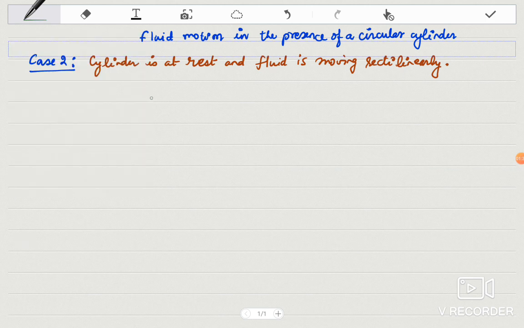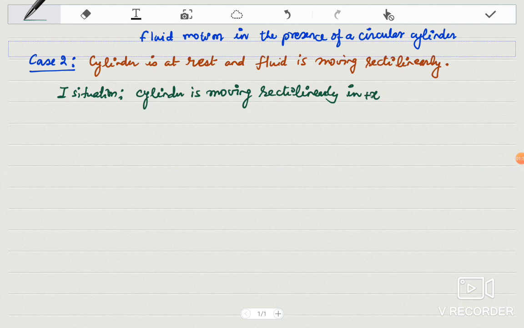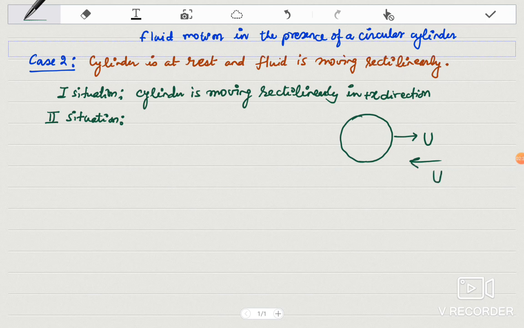Suppose I say that initially I am taking the case 1, first situation. Suppose your cylinder is moving rectilinearly in x direction, rather in positive x direction, which we discussed in the previous lecture. That means this is your cylinder and it is moving rectilinearly in positive x direction. This is the first situation. And then the second situation arises that the fluid which was at rest, when the cylinder was at rest, the fluid starts to move in negative x direction with the same velocity u.